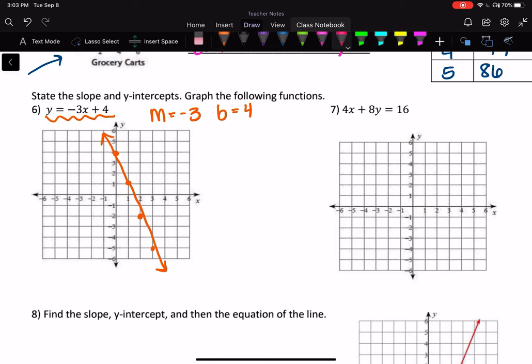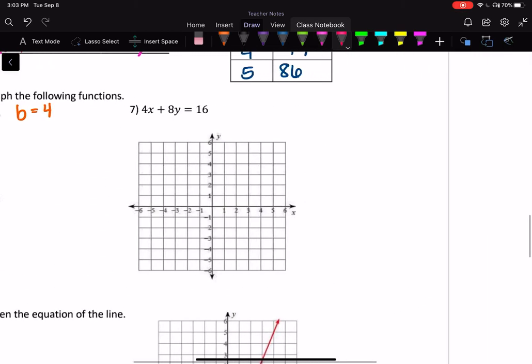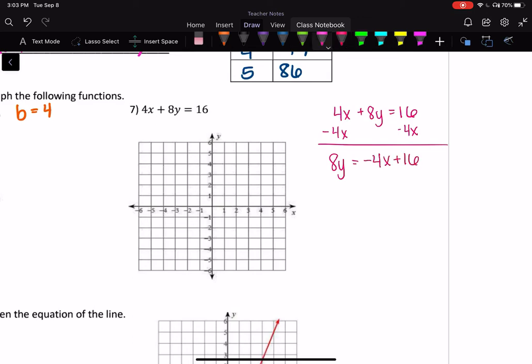Now we need to do number 7. If you'll notice, number 7 is not solved for y. So I'm going to come over here and solve it for y so that I know how to graph it. First thing I need to do is subtract 4x from both sides. So I get 8y equals -4x plus 16. Now I need to divide by 8, and I get y equals -1/2 x plus 2.